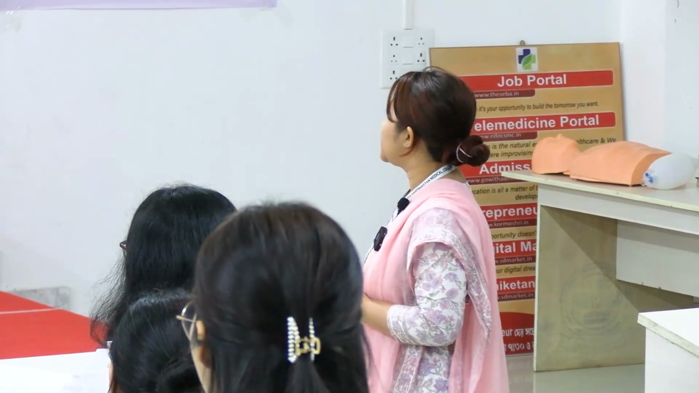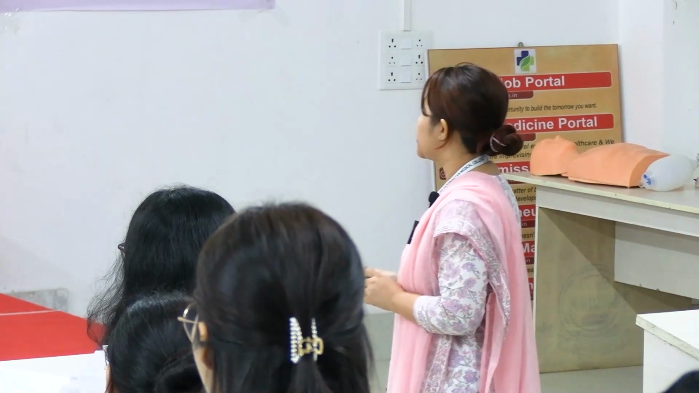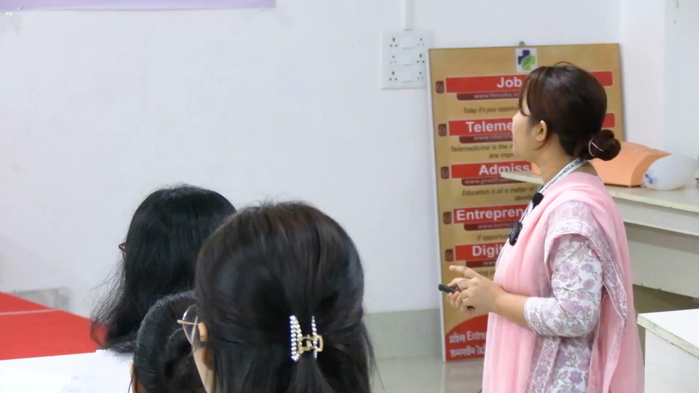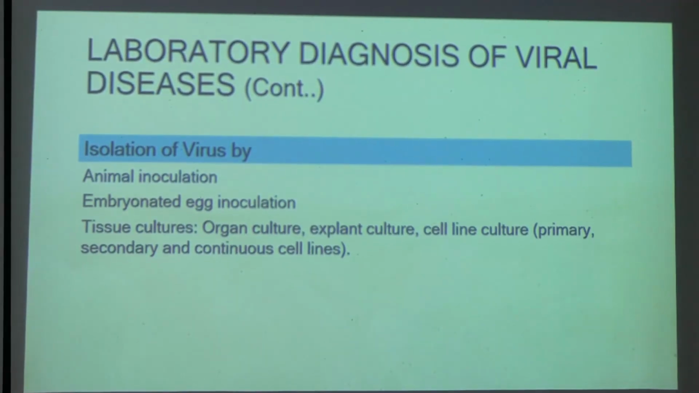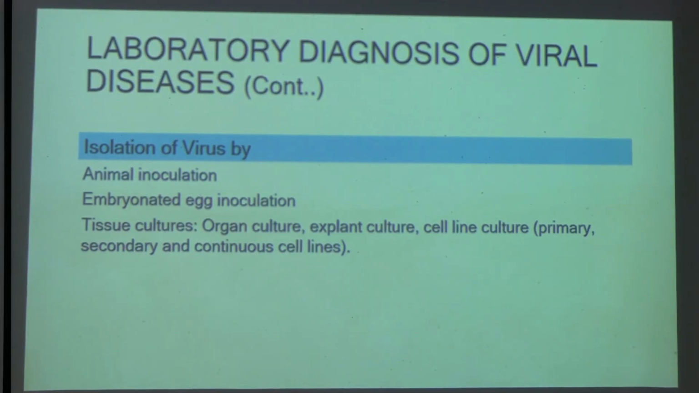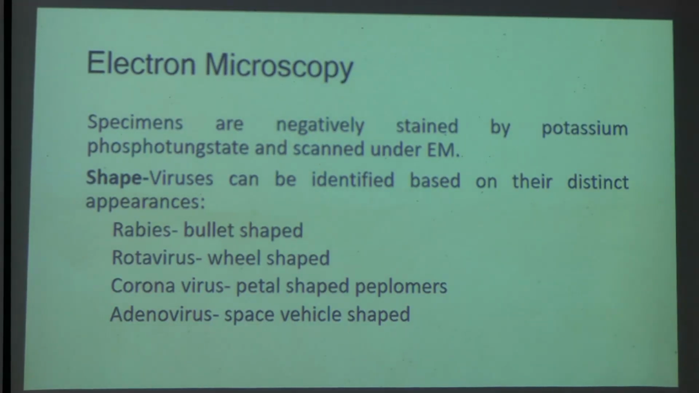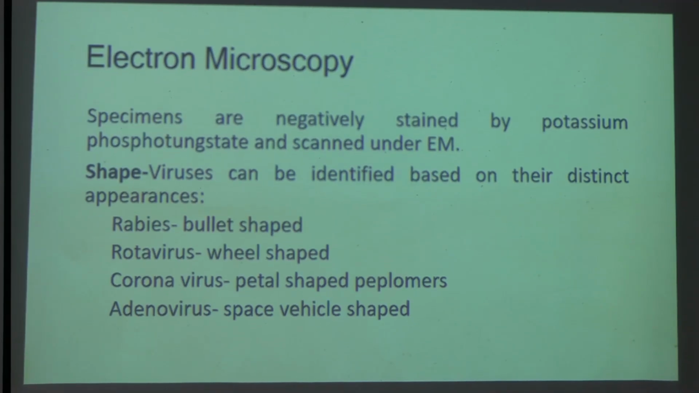So detection of the antibodies can be done by neutralization test, CFT, or we have newer diagnostic formats like ELISA, ICT, flow through assays, okay. Then I told you isolating a virus is very, very difficult, but for research purposes we can still do it. We can do it by animal inoculation, embryonated egg inoculation, and tissue culture. So this we have all learned during our SGT session, electron microscope.